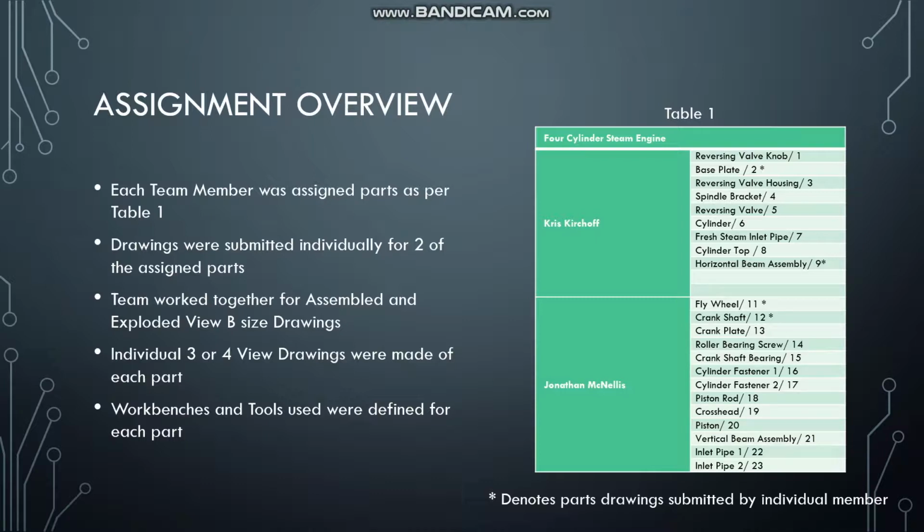And out of those parts, 2 of them had to have dimension drawings, and they are designated by the asterisk. The team, we worked together to create assembled and exploded view B-size drawings, and also 3 and 4 view drawings for each individual part. Along with that, we defined which workbenches and tools were used to make each part.